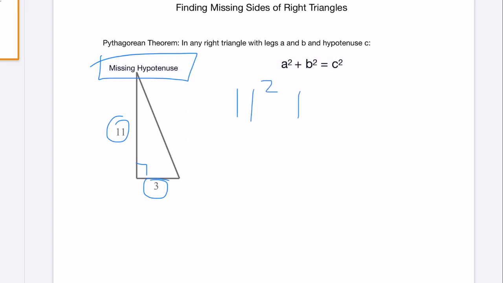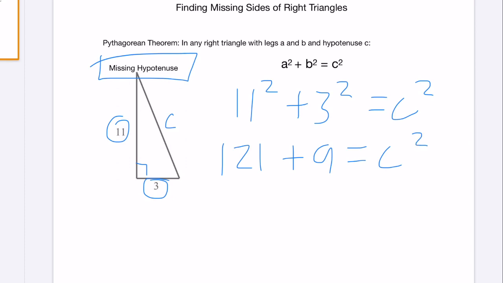So 11 squared plus 3 squared, that represents the legs, equals c squared. c is the hypotenuse, it's the unknown side. So now we just do the math in front of us. 11 squared is 121. 3 squared is 9. We further simplify that, adding them together to get 130 equals c squared. But the point of algebra is to isolate that variable to get c by itself. c is not by itself right now.